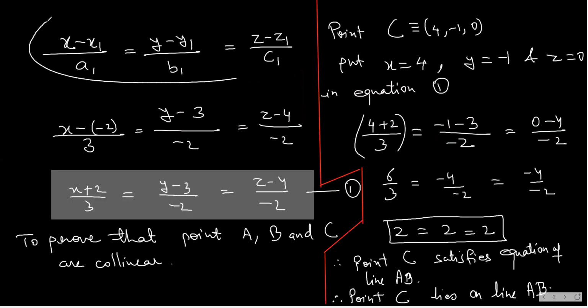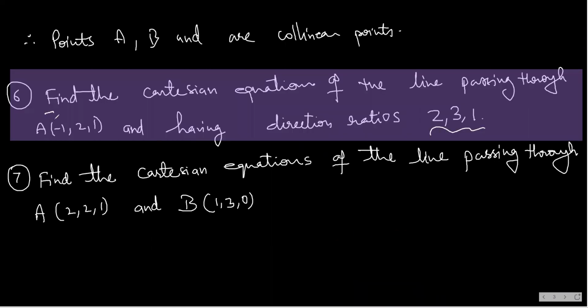You see this? This is the one. So x1, y1 and z1 are the coordinates of the point on the line. a1, b1, c1 are the DRs of the line. So you will just substitute in place of x1, y1, z1 these three, and in place of a1, b1, c1 you will substitute these three. You do this much and the equations in Cartesian form are ready.